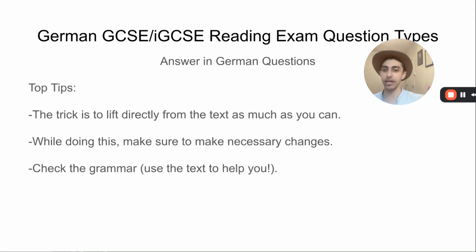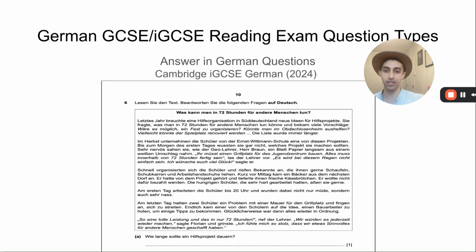So do make sure to make the necessary changes, but definitely use the text to help you as much as possible. And last of all, check through your grammar to make sure that there's no mistakes there. German grammar can definitely be tricky. And that's why I really recommend using the text to help you as much as you possibly can. For this particular question, A, wie lange sollte ein Hilfsprojekt dauern? How long should a help project, a volunteering project take?